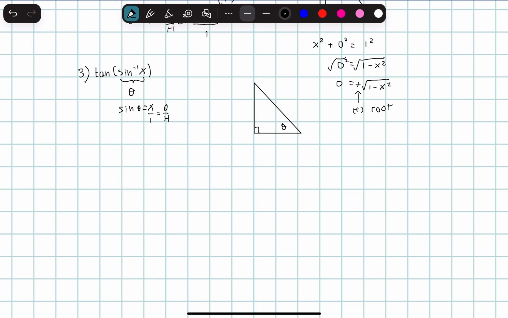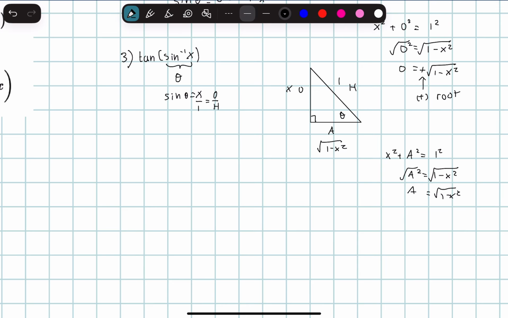Awesome. That's theta. What's the opposite side? That's the opposite side. This is the adjacent side. That's the hypotenuse. And the opposite side is just equal to x. The hypotenuse is equal to 1. And then again, what are you going to do? You're going to do x squared plus a squared is equal to 1 squared. Trying to get a squared, you get a squared is equal to 1 minus x squared. Again, a is literally just equal to the square root of 1 minus x squared. Awesome. So now, what do we get?